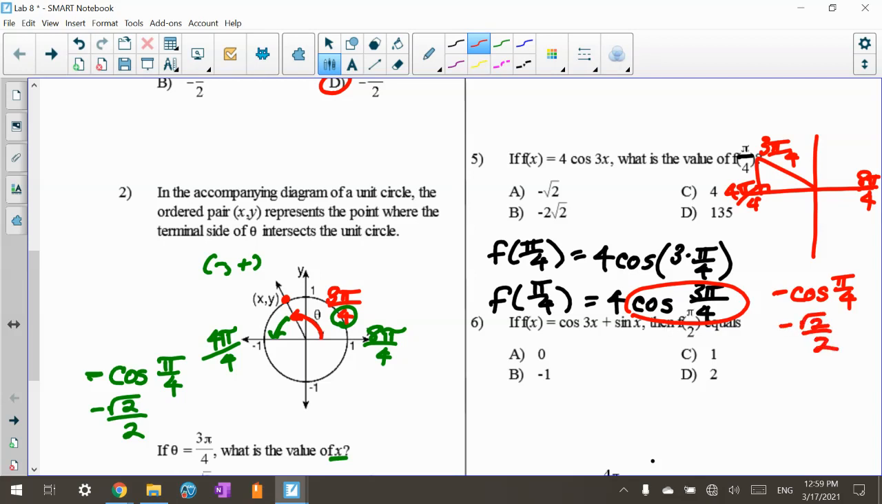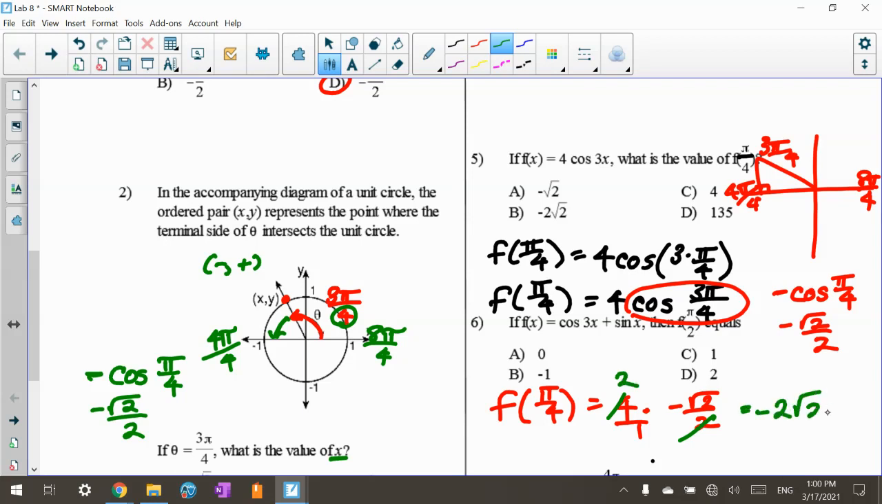In this spot I'm kind of running out of room, so I'm going to come down here and erase it. F of pi over 4 is going to be 4 times negative radical 2 over 2. Think of that as 4 over 1. I can see that these can cancel out, so it's going to be negative 2 radical 2. So that's for number 5. I'm sorry, I'm in 6.